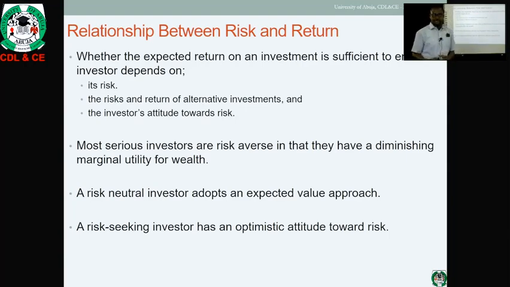Now, you have three categories of people who actually do investment in business. One, those that have a risk-averse perspective or sentiment.